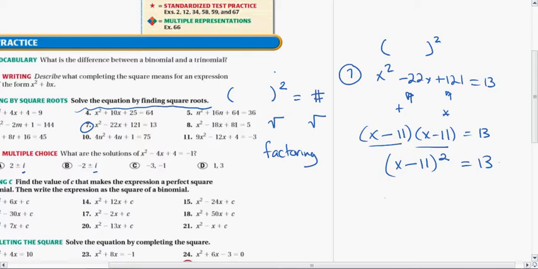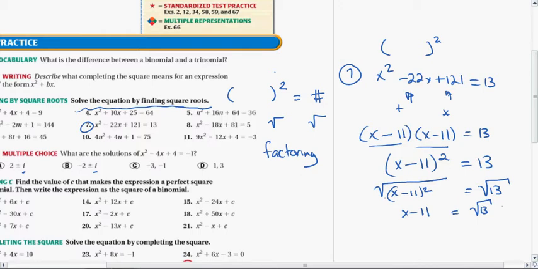Now it looks like something squared on one side equals a number on the other, and the next step is to take the square roots. So I'm going to take the square root of (x minus 11) squared, and I'm going to take the square root of 13. The square root of anything squared is just what that thing is. The square and the square root cancel each other out. So I'm left with x minus 11 on the left. And on the right, I've got the square root of 13.